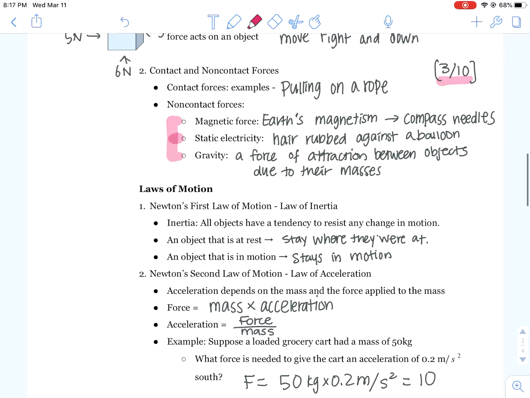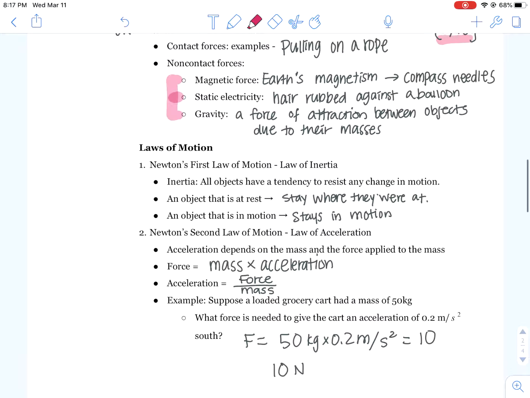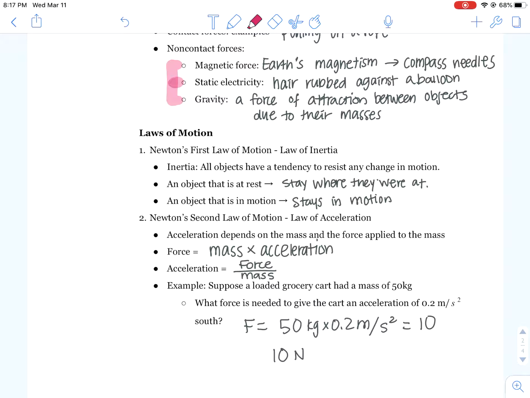The other ones that we're going to talk about is the laws of motion. And Newton proposed 3 different laws of motion. The first one is law of inertia. You probably have heard of it before. Inertia means all objects have a tendency to resist any change in motion.